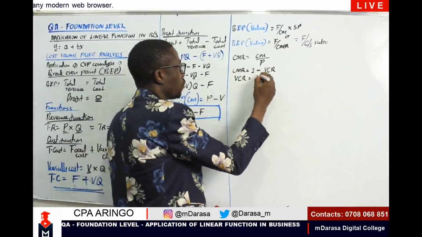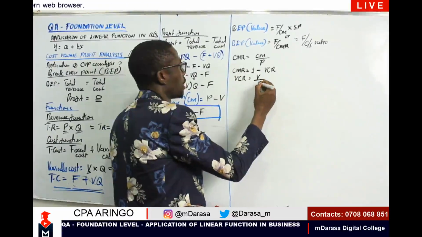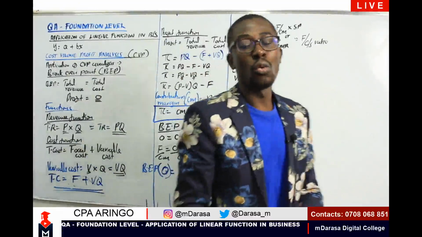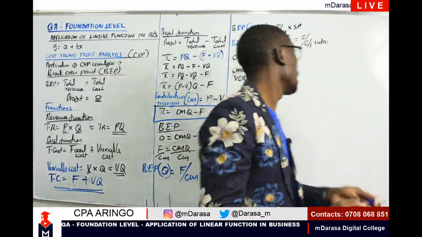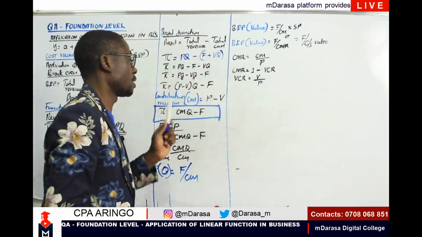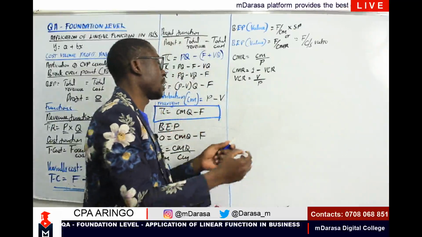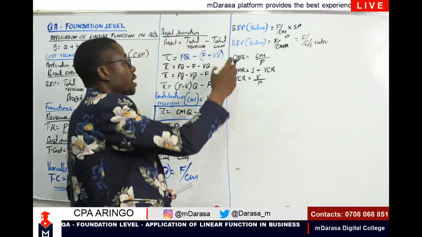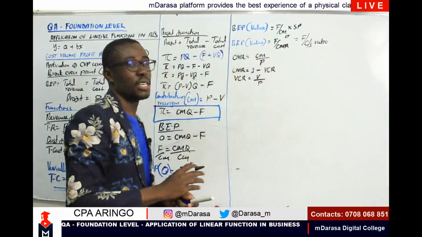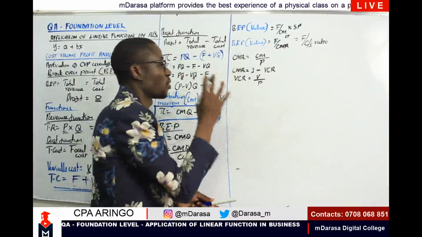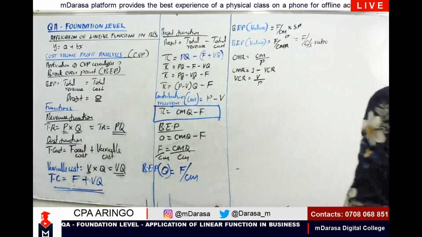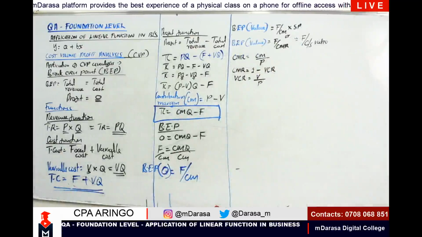VCR is basically the variable cost ratio. We take variable cost and divide by our selling price, our price. That would give us our VCR. So anytime you are talking about break-even point, we can always consider this concept, my good students. It is very important and it will assist us a lot.